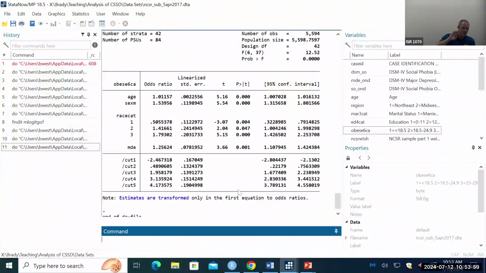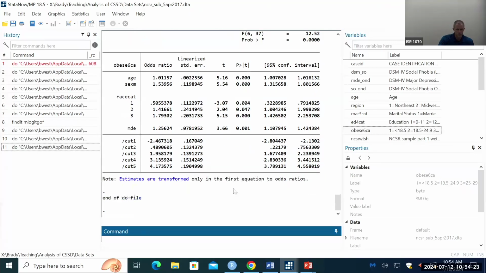The cut points themselves are not of a ton of use for making these interpretations, but they are useful to calculate predicted probabilities under the logistic distribution. So that's the information we would use if we want to calculate predicted probabilities. And Stata's predict command does that automatically for us anyway. Okay, so Stata still shows these estimates, but for interpretation purposes, they're not particularly useful.